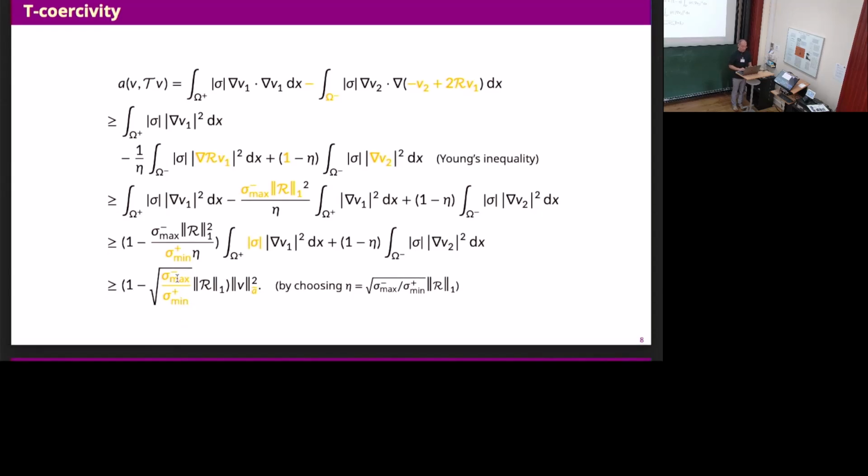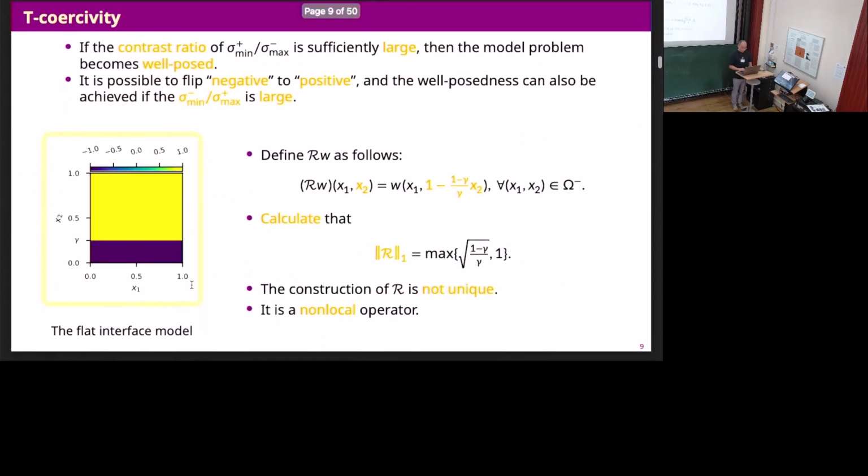And so which means that if this number is small enough, you get coercivity. So that's why we mentioned that if the contrast ratio is sufficiently, so here we change the order of the coefficient. So if this ratio is sufficiently large, then we say that this model problem is well posed.